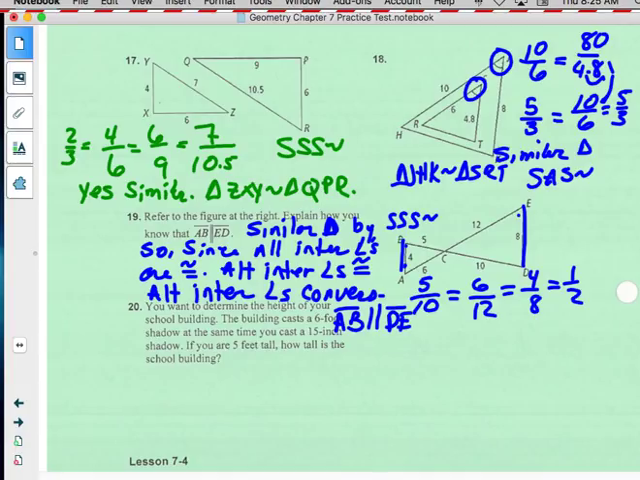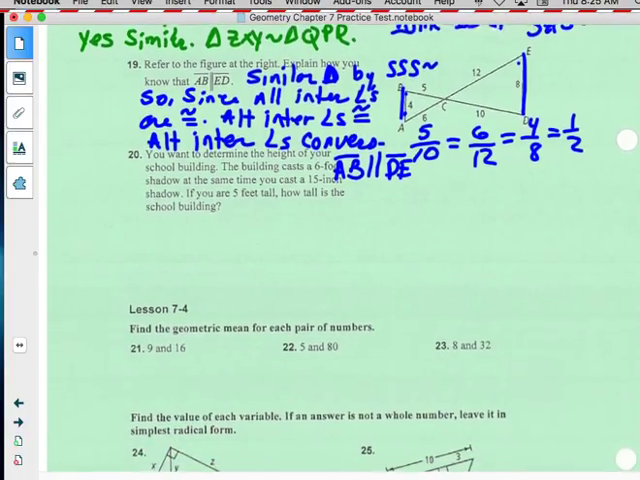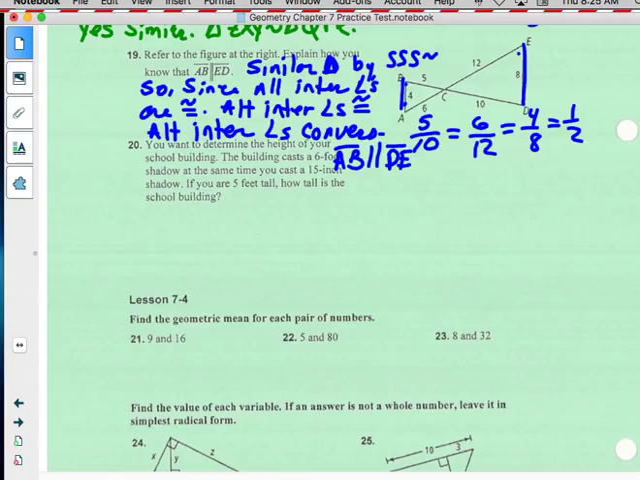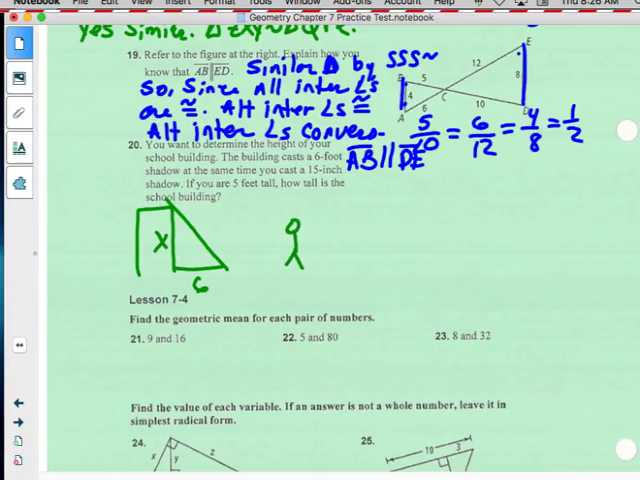Okay, my last one, you want to determine the height of your school building. The building casts a 6-foot shadow. So that's a 6-foot shadow. You don't know X. At the same time, you cast a 15-inch shadow, 15 inches. And if you are 5 feet tall, how tall is the school building?